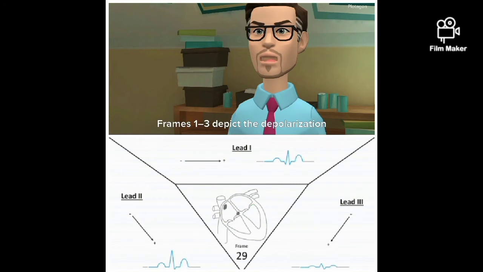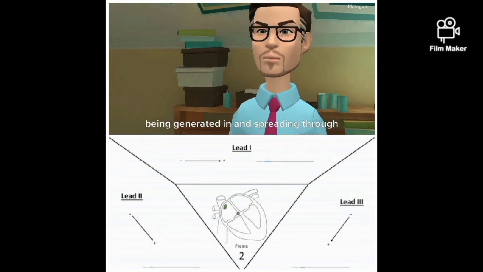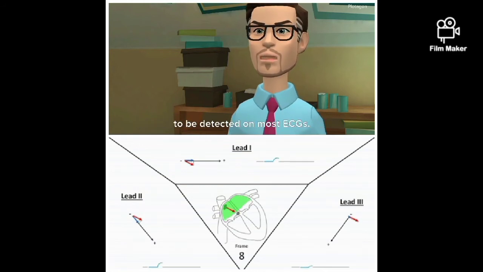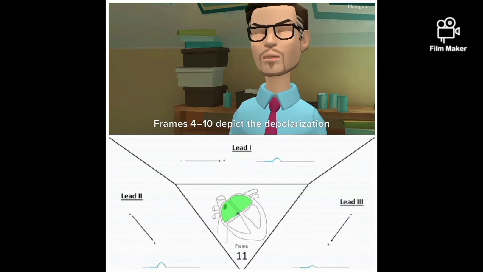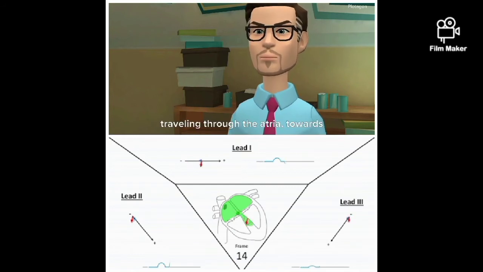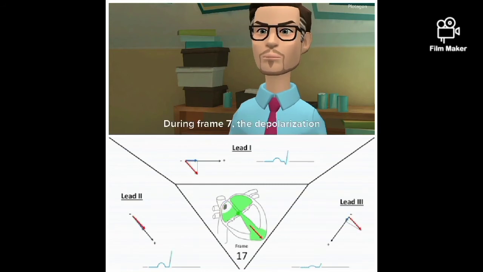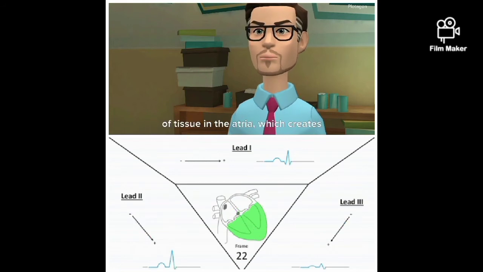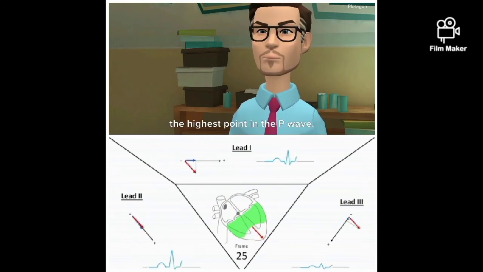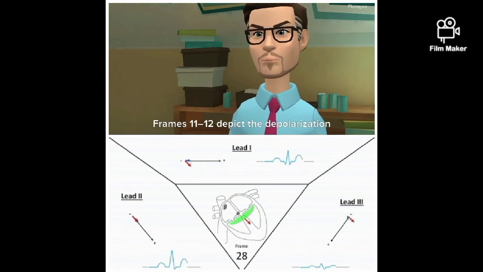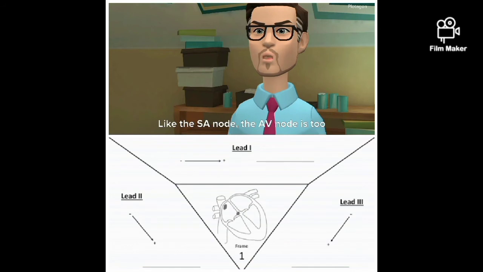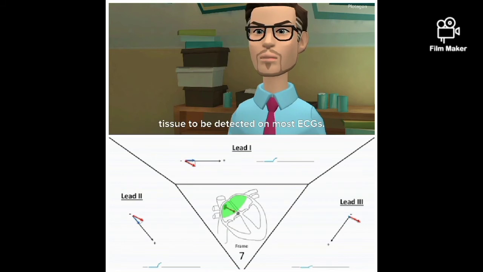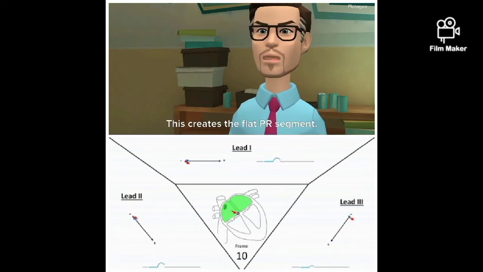Frames 1 to 3 depict the depolarization being generated in and spreading through the sinoatrial node. The SA node is too small for its depolarization to be detected on most ECGs. Frames 4 to 10 depict the depolarization traveling through the atria, towards the atrioventricular node. During frame 7, the depolarization is traveling through the largest amount of tissue in the atria, which creates the highest point in the P wave. Frames 11 to 12 depict the depolarization traveling through the AV node. Like the SA node, the AV node is too small for the depolarization of its tissue to be detected on most ECGs. This creates the flat PR segment.